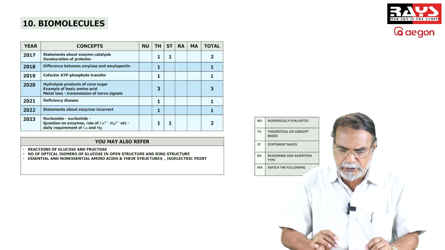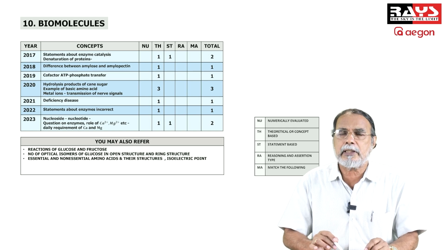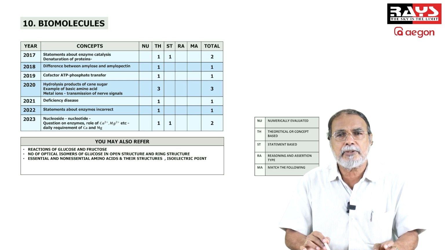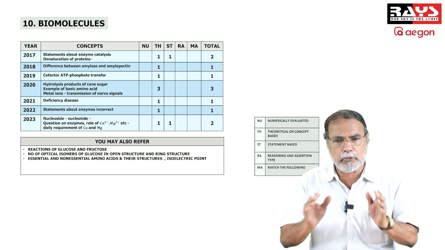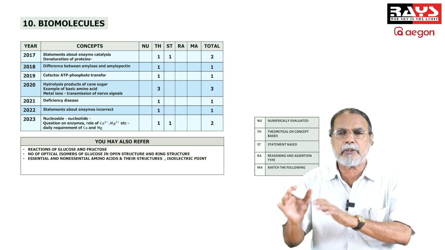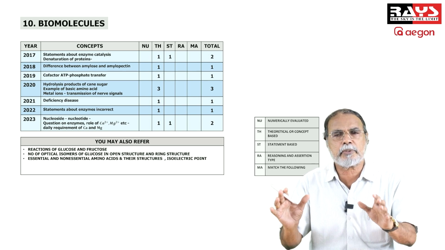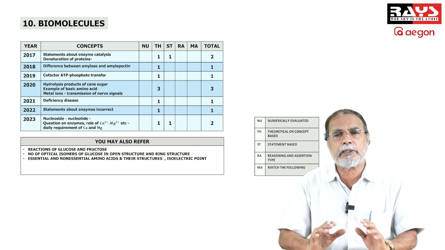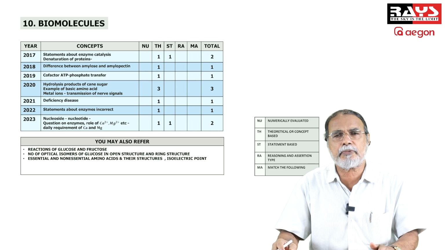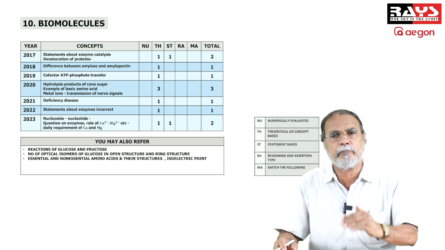And in 2019, it was about a cofactor of ATP phosphate transfer. And in 2020, it was a simple question on the hydrolysis of cane sugar. And there was another question on an example of a basic amino acid. So you have as many as 20 amino acids. You must know which are essential and non-essential, and which are acidic, basic, and neutral amino acids. These things you must know, because in your NCERT book a complete table relating to these is given, and the structures are given. So there is every chance that questions of this type may be asked.